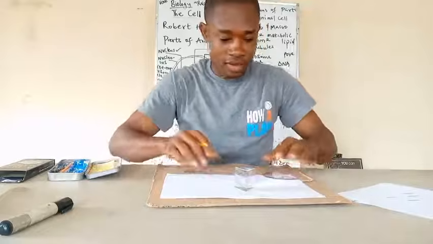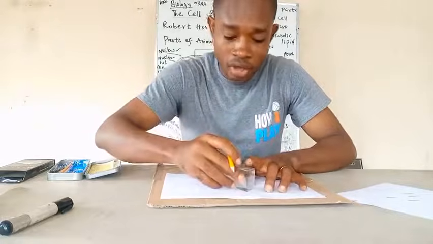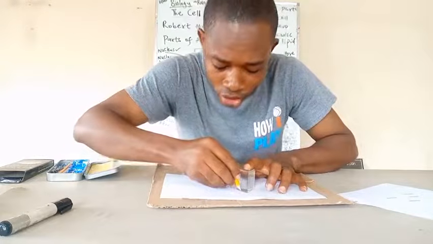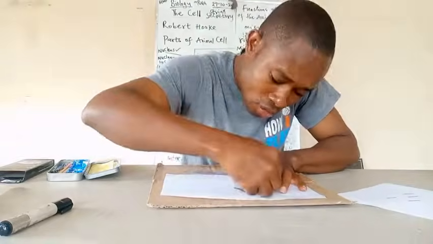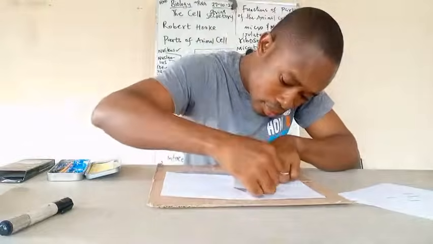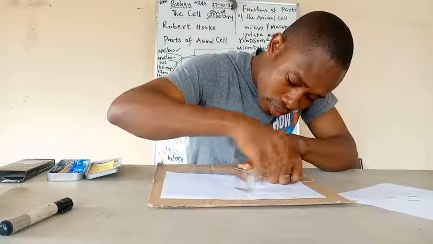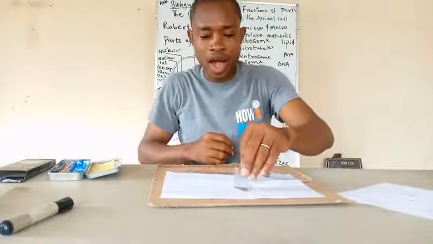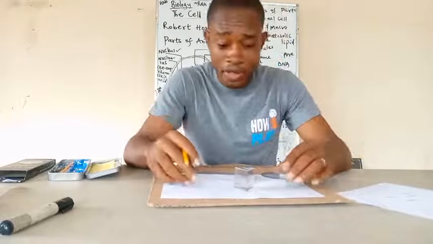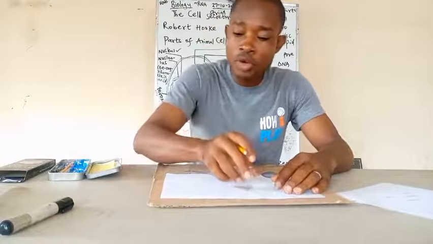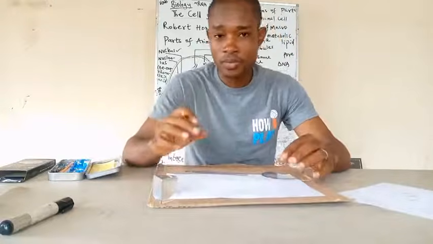So let us start. This is my triangular prism. I'll place it and then draw the outline. Good. So I've drawn the outline of the triangular prism. Okay, I will remove this triangular prism.